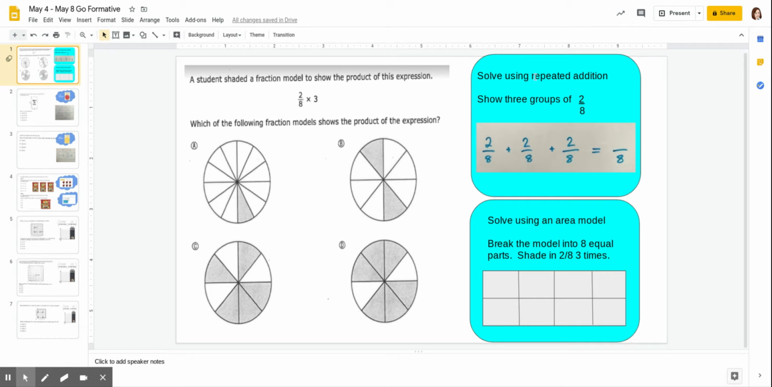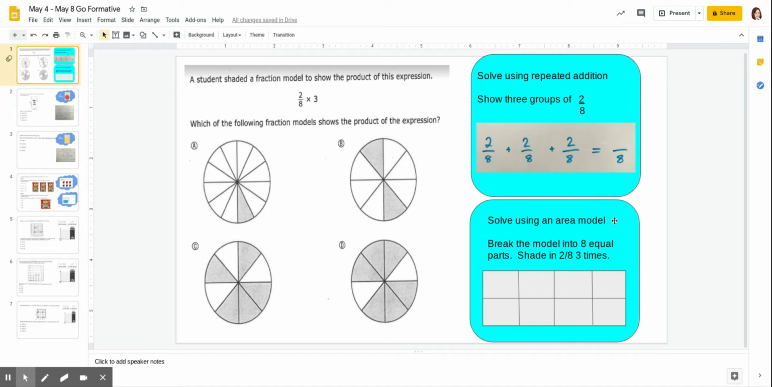The first way you can solve this is by using repeated addition. So you can show 3 groups of 2/8. So I wrote that down here. Remember, when you have your sum, the denominator will always stay the same when you're adding fractions.